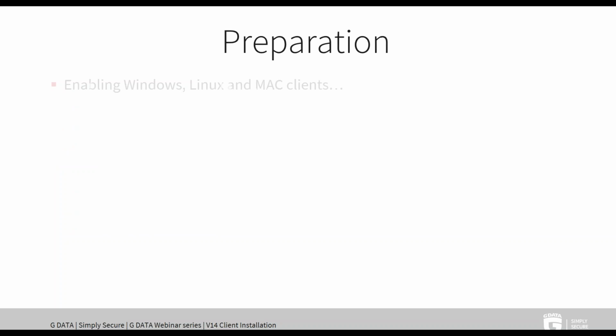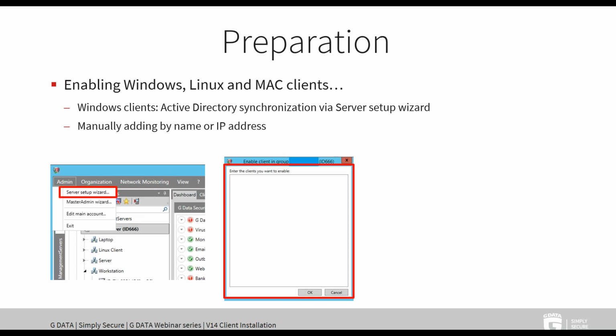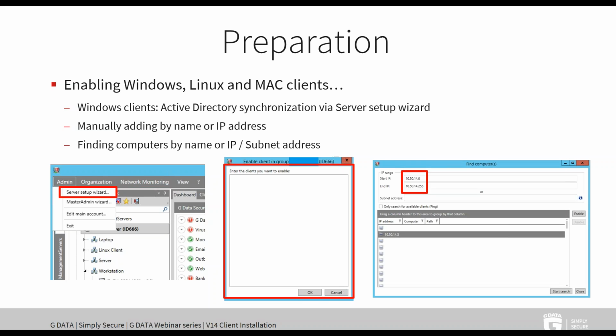The first step to enable our clients is within our management server. There are three possible ways to do this. The first way is synchronizing the Active Directory within the management server using the server setup wizard. The second option is manually adding the PCs you want to install our client on by adding the name or the IP address. Or if you don't know the name or the IP address, you can also find them with our search option.